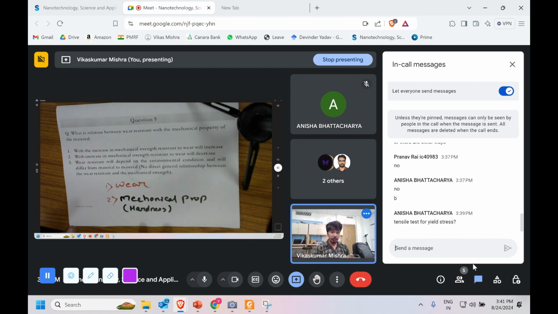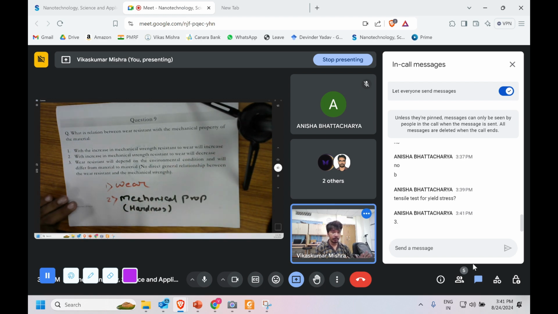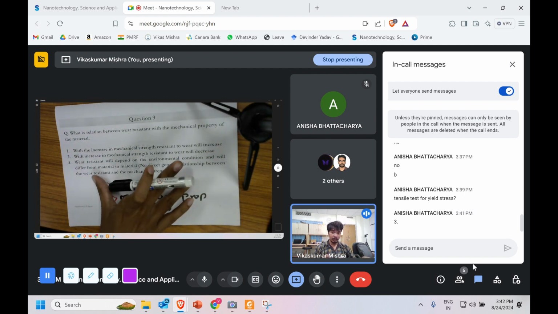Okay, so we are increasing the strength of the material, let us say its hardness, but will its wear resistance increase or decrease? Anisha is telling the third one. Wear resistance will depend upon the environmental condition and will differ from material to material. No direct relation between the wear resistance and the mechanical strength. This entire statement I took from the words of our professor Pratap Haridas, and from there I put it over here.